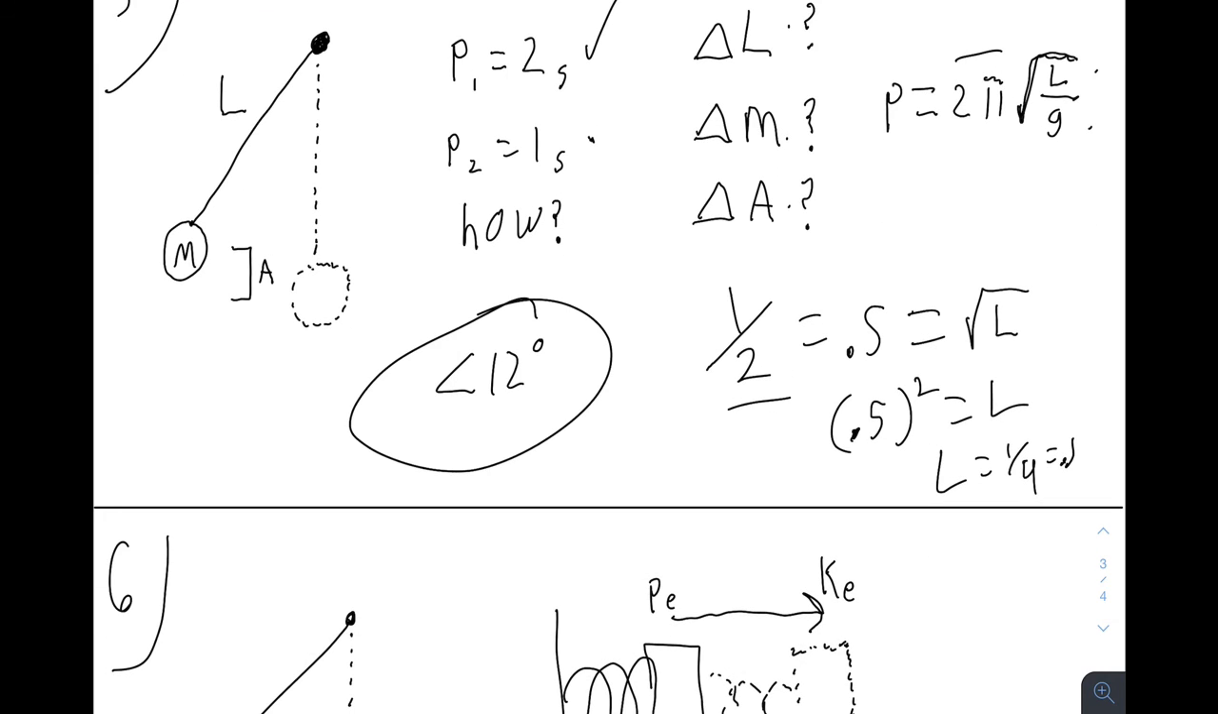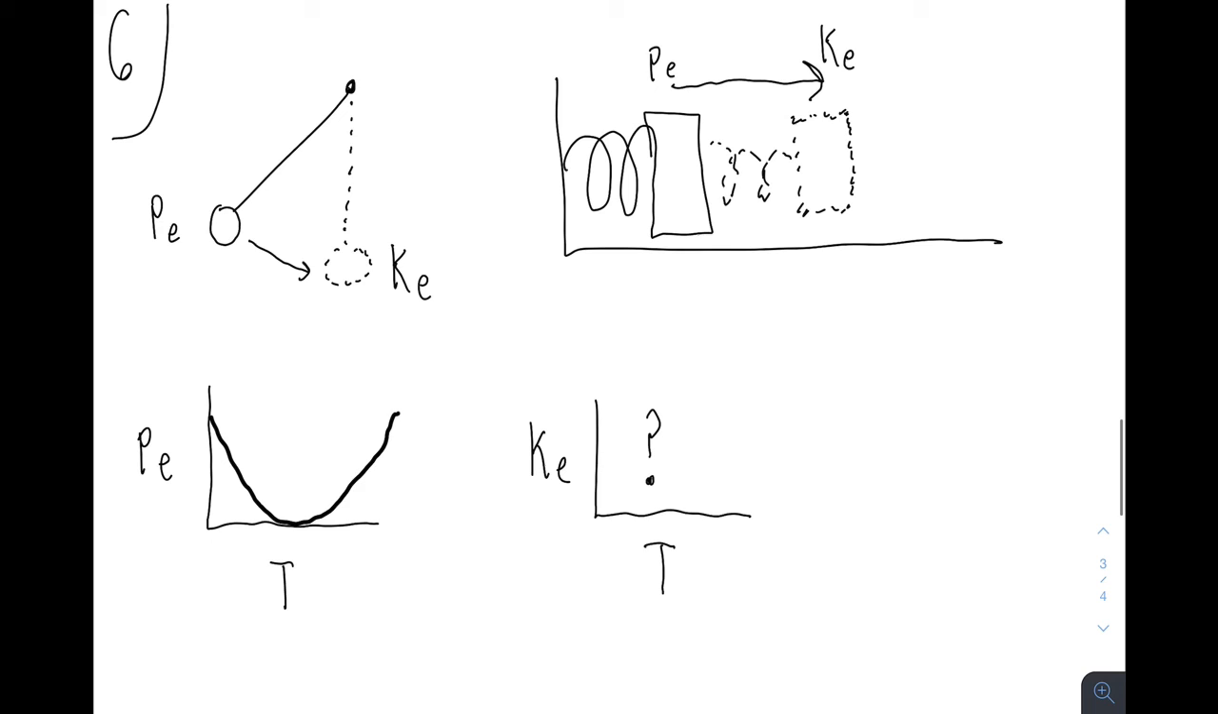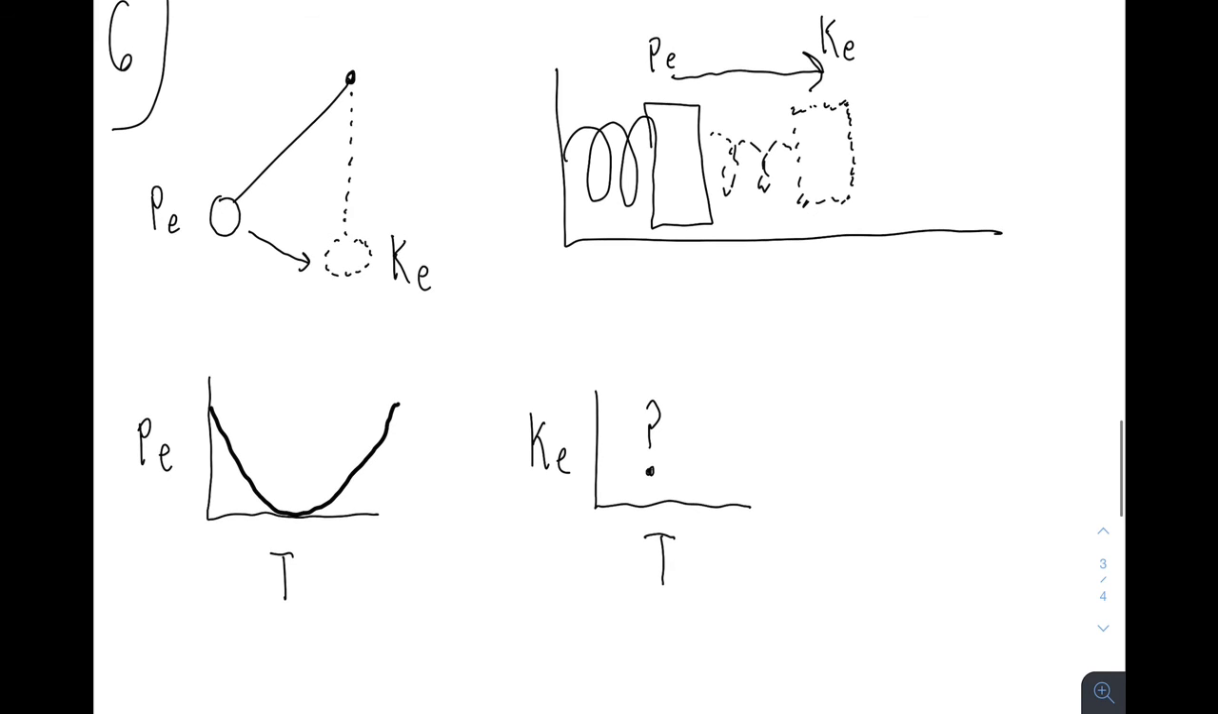This is with small angle approximation, which I covered in my lecture video. A last problem, just something to think about. If we have potential energy versus time in here, if the potential energy is decreasing and increasing as this pendulum goes down and back up, what does the kinetic energy look like?